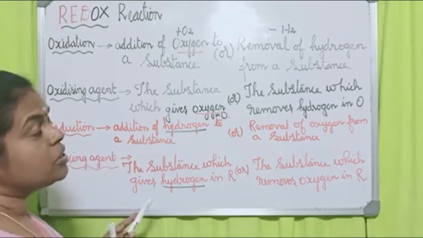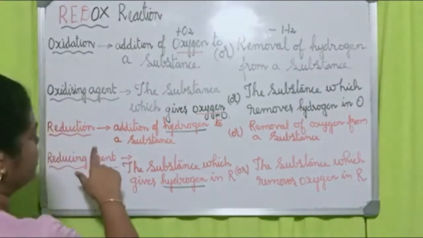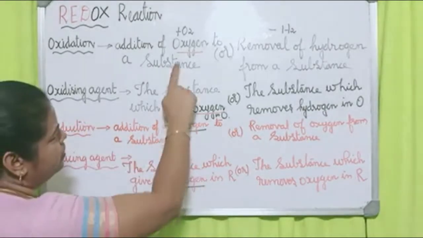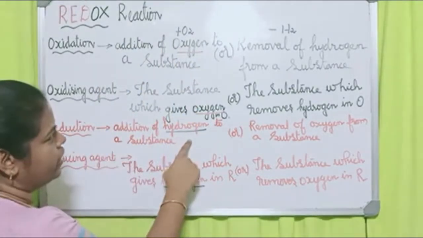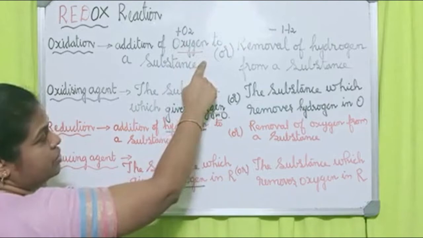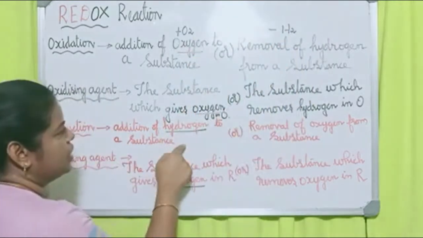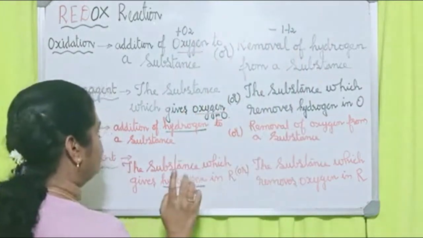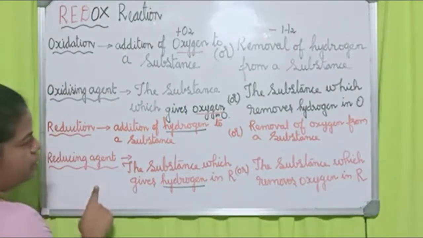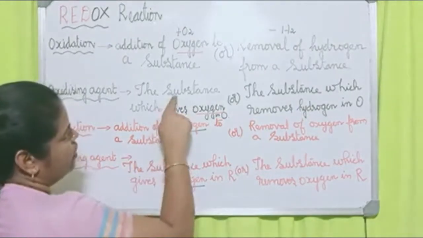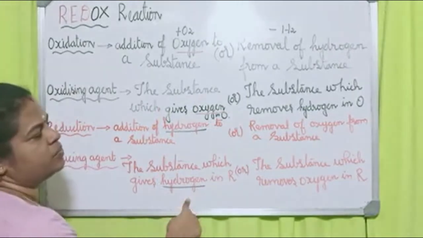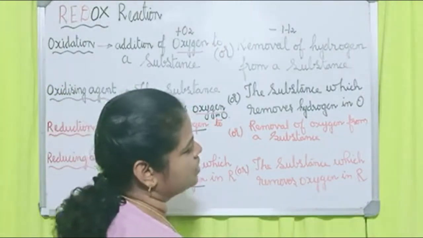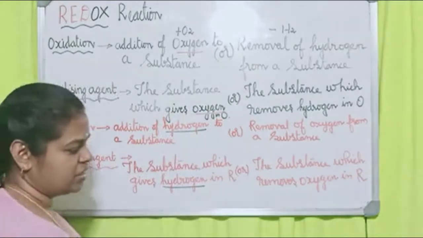The next two are just opposite to this. See, reduction. Addition of hydrogen. Here we wrote oxidation means addition of oxygen. Reduction means addition of hydrogen. Just opposite. Here addition of oxygen, removal of hydrogen. Here addition of hydrogen and removal of oxygen. Reducing agent means what? Same way, the substance which gives hydrogen, or the substance which removes oxygen is called reducing agent.